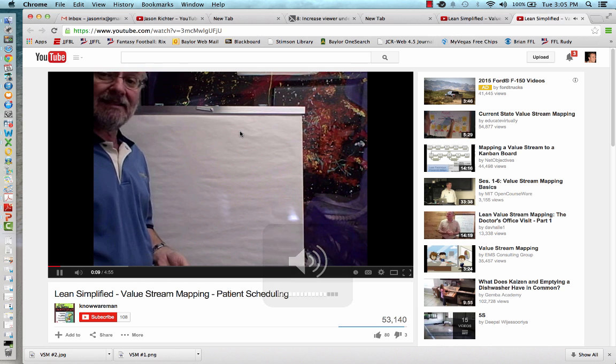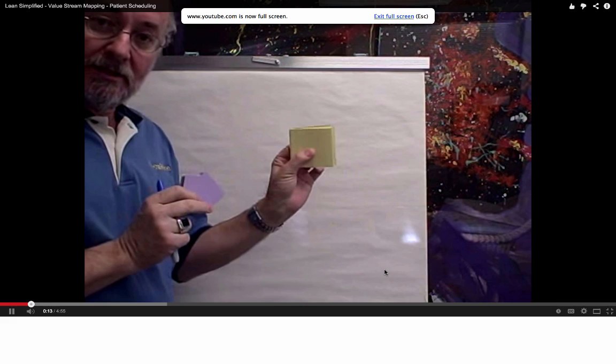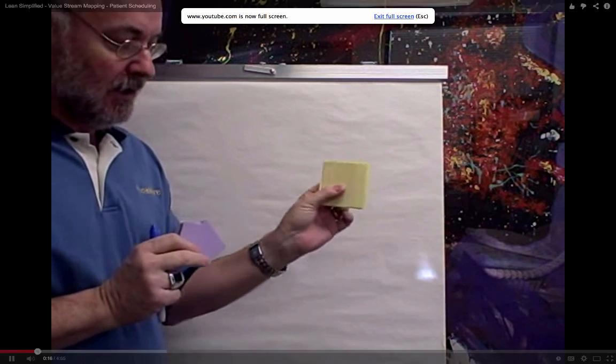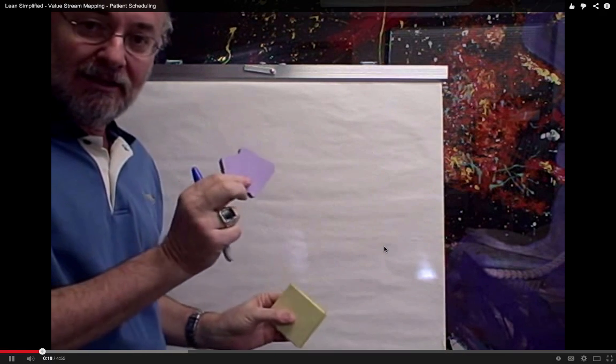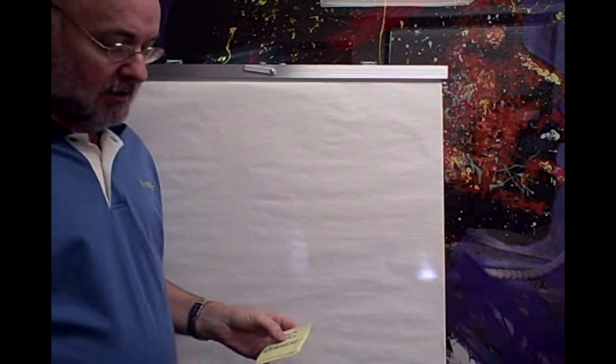I call it Lean Simplified. And let me introduce you to the power tools for this. They're called Post-it notes. I use the square ones for activities and the arrows for the gaps between activities. And let me give you an example.